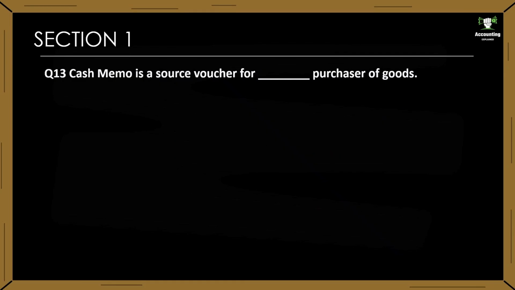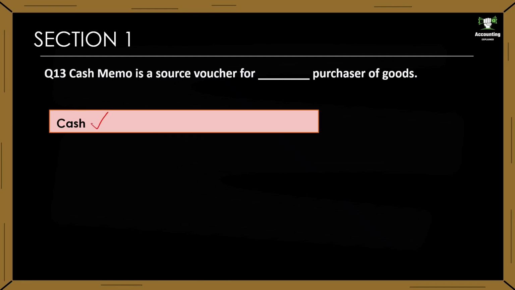Now, question 13. Cash memo is a source voucher for dash purchaser of goods. Answer is cash. A cash memo is provided only for a cash sale. Okay, so it is a source voucher for the cash purchaser.